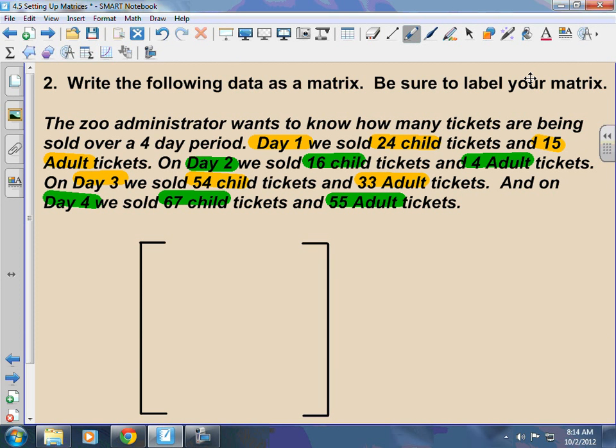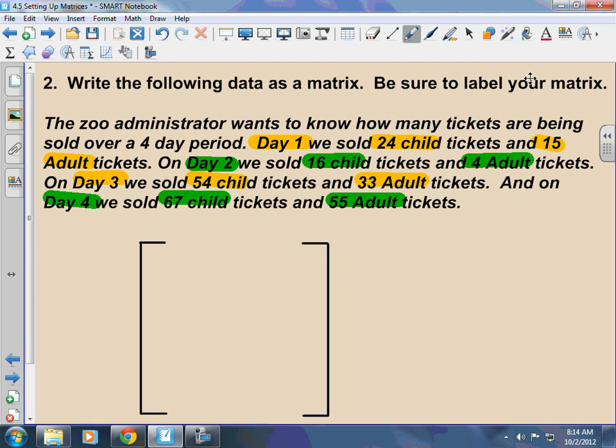Okay, so what are my headings? Tell me what you want to put across the top. Wait, Caesar, what do you want to put across the top? Okay, how do you want to break the tickets up? You're right. What type of tickets are we selling? Adult and child. So across the top.